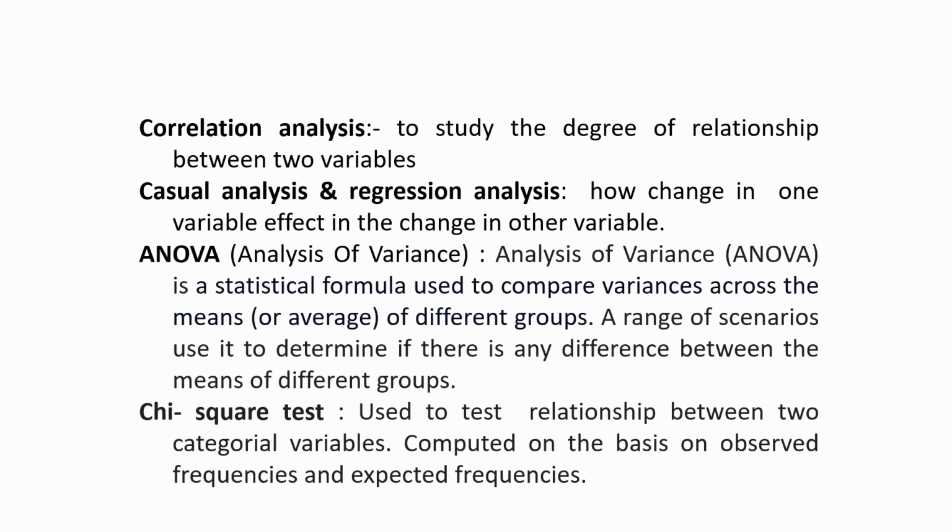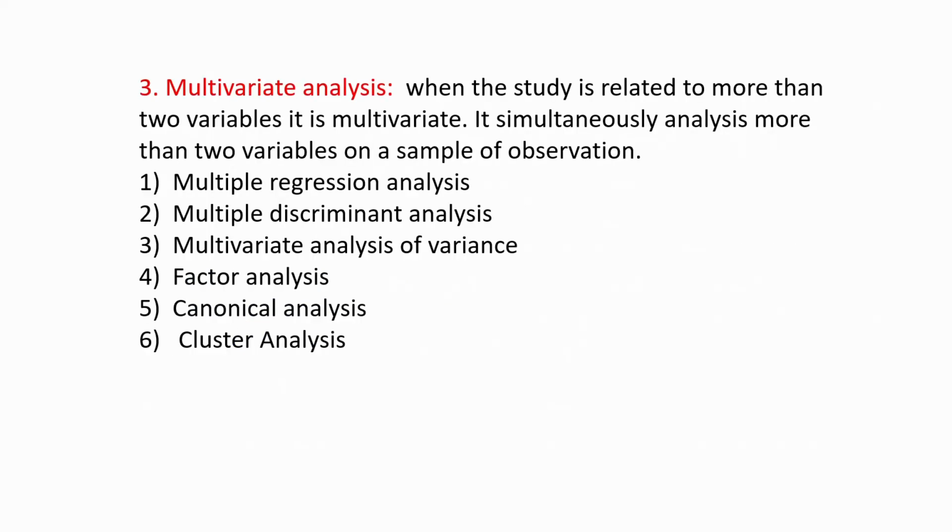Next one is correlation analysis. As we said earlier, it is used to study the relationship between variables. And causal analysis and regression analysis, that you have already studied. It is used to predict the change in the variables. And ANOVA is the analysis of variance. It is used to measure the significant difference between the variances. And the chi-square test is used to check the association between the variables. For this we use observed frequencies and expected frequencies.